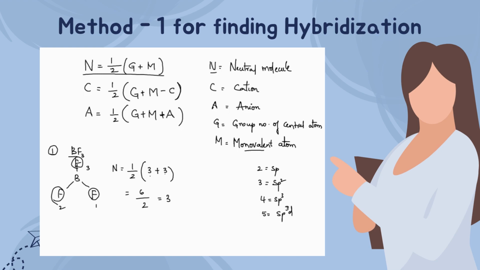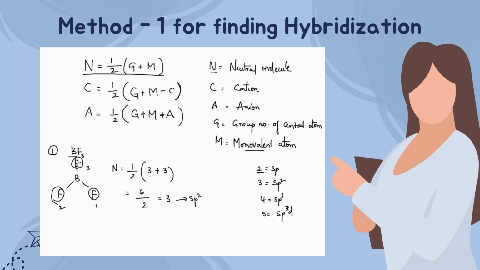Why are we starting with number 2? Because hybridization is a concept formed by intermixing of atomic orbitals. You cannot mix only one type of orbital. There has to be a minimum of 2 types of orbitals. So we start with the number 2. So this is the hybridization for the BF3 molecule, that is sp2 hybridization.